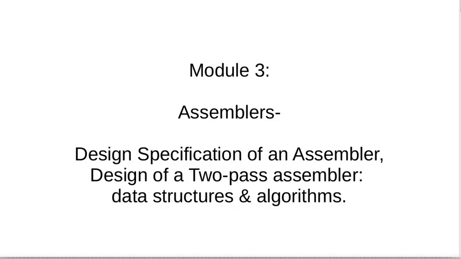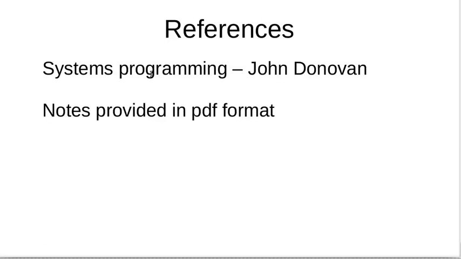So in this lecture we have covered the design specifications of an assembler, how an assembler is designed using 2 passes, and we have gone through extensively what data structures are used in each pass, what the algorithms of each pass are, and what the flowchart of each pass is, right? For references you can always go through the book by John Donovan, Systems Programming, or you can find the same discussion in the notes I have already provided. See you in the next lecture. Bye.